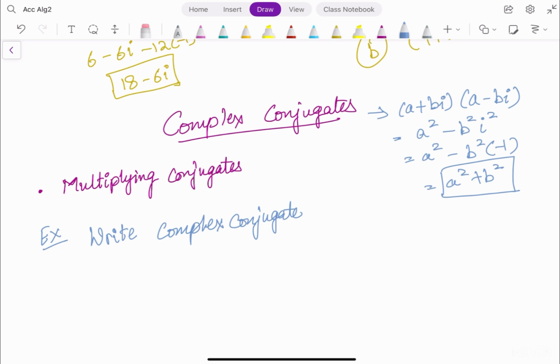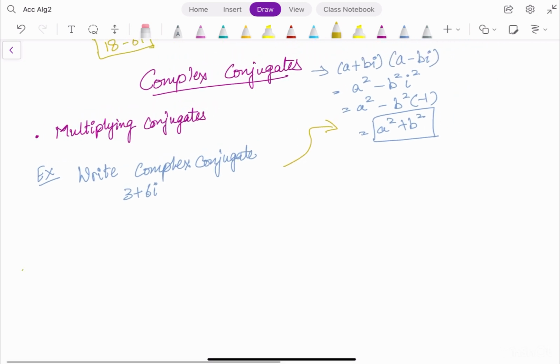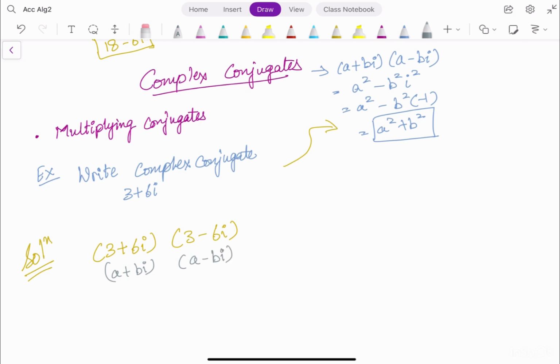So let's take one example. The question might say, write the complex conjugate. When it says conjugate, that means you are multiplying the complex number with its conjugate. So it will be 3 plus 6i times 3 minus 6i, because conjugate means changing the sign of the term. And because we have just derived the formula for this one, I can just say 3 squared plus 6 squared.